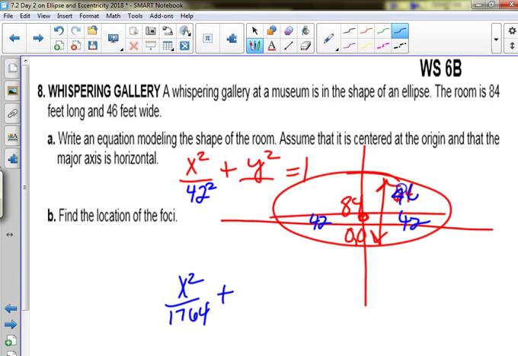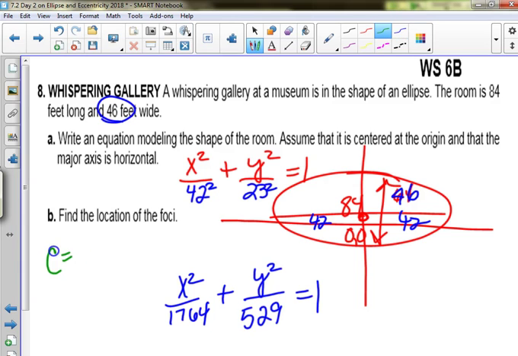Oh, I wrote 64. Thank you. I was looking up here and I was going to use 46, but I wrote it wrong over there. Thank you. 46 up and down, so it's 23 squared. 529. Thank you. Okay, find the location of the foci. How do we do that? C is the square root of 1764 minus 529. What's that? 12 something, square root of 1235, which is about 35.1.